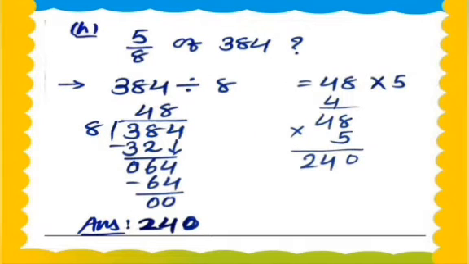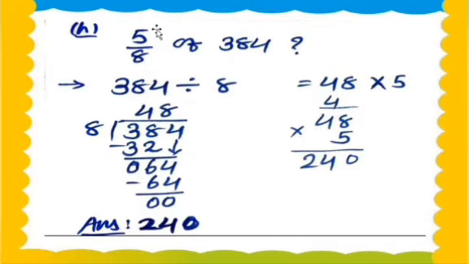Now our last sum of this question number 2 is done, and we start question number 3. What is the new question? Now the last question: 5 upon 8 of 384. 5 upon 8 of 384.